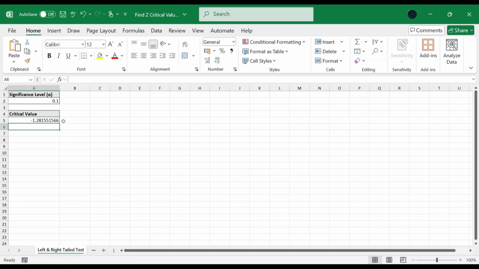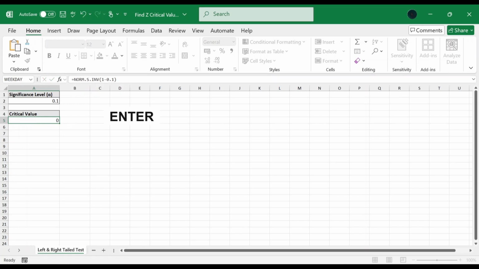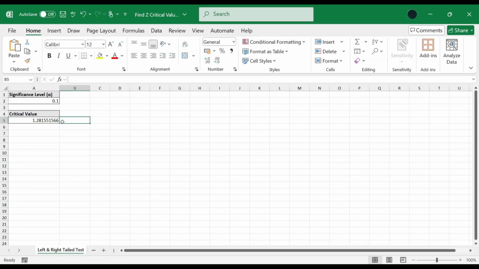Now, if you want the z-critical value for a right-tailed test, just follow the same steps, but replace the formula with 1 minus 0.1 as the probability. Let me break it down. For a right-tailed test, the rejection area is on the right side. So instead of using the significance level directly, we subtract it from 1. In this case, 1 minus 0.1 is equal to 0.9, which finds the value that leaves 10% in the right tail. Press enter. From this, it provides a z-critical value, and the test is significant if the test statistic exceeds this value. Next, let's see how it works for a two-tail test.